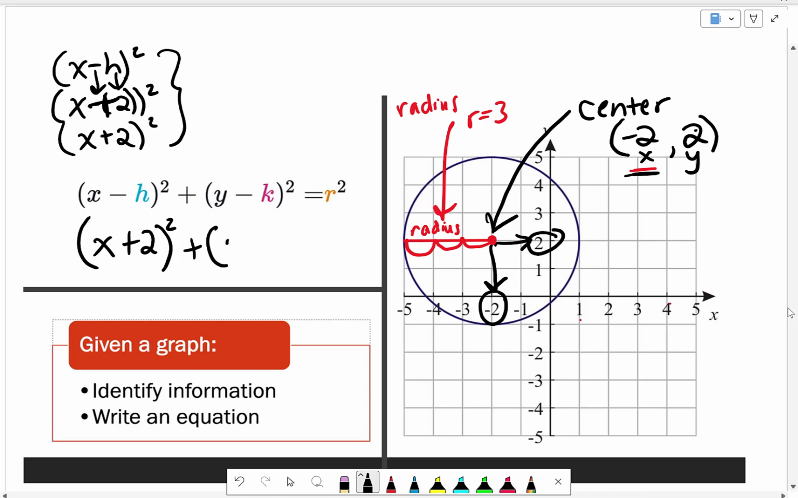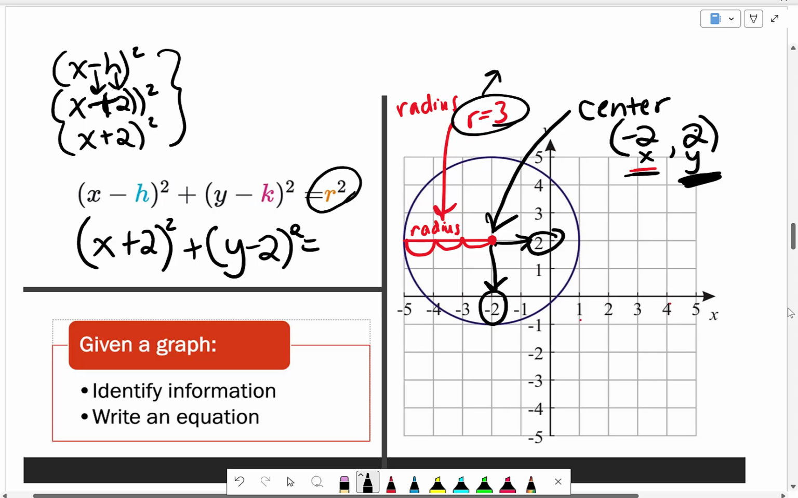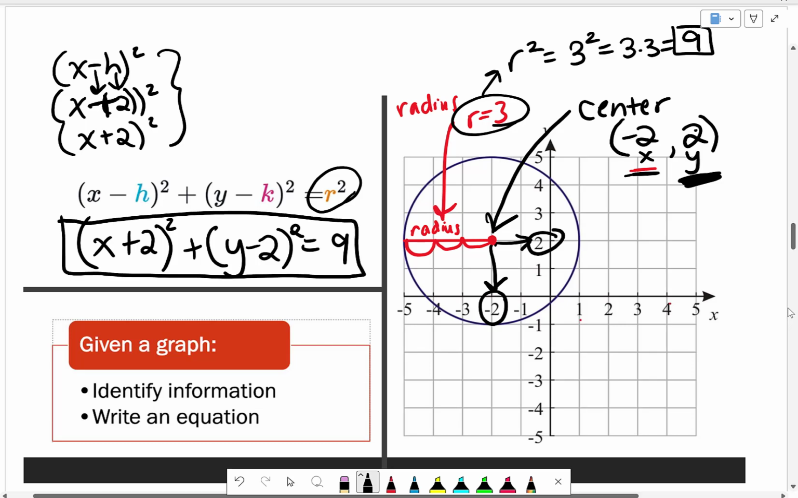So now we're going to change the sign for the y. The y is +2, so now it's going to be -2. And then the last part is that we need to square the radius. So r equals 3, but r squared equals 3 squared, which is 3 times 3, which equals 9. And then this is the final answer, the equation of the circle.